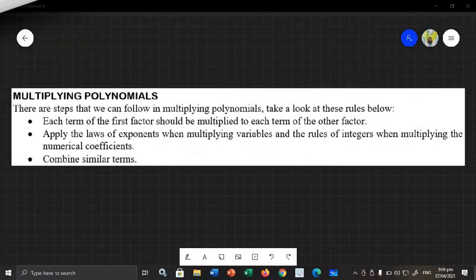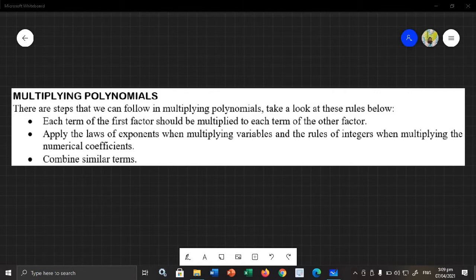Hi, for this video, we are going to talk about multiplying polynomials. These are the steps that we can follow in multiplying polynomials. The first one is each term of the first factor should be multiplied to each term of the other factor. That's why in multiplying polynomials, we will use our knowledge regarding the distributive property of multiplication, or the distribution method, as well as the FOIL method.